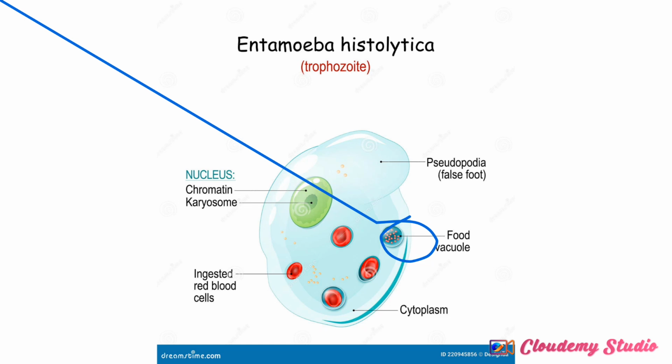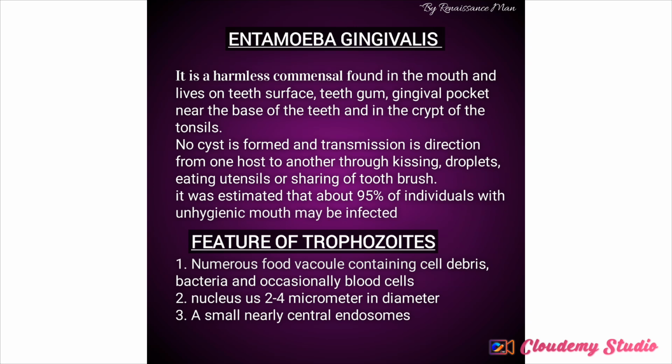Are you getting that? Now let's talk about Entamoeba gingivalis. From the word gingiva, like gingivalis, they are found mostly in the gingival pocket near the base of the teeth. That is where they got their name, Entamoeba gingivalis. So it is a harmless commensal. It is also found in the teeth. It is found on the teeth surface, in the teeth gum, gingival pocket near the base of the teeth, and the crypt of the tonsil. They can also be found in the crypt of the tonsil.